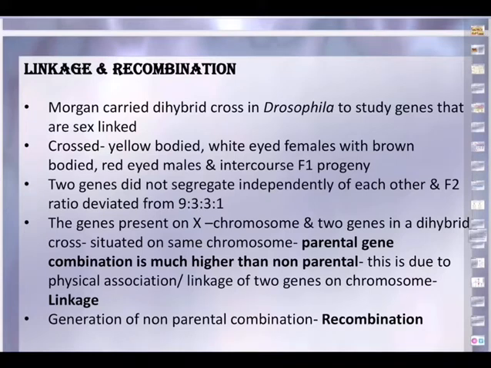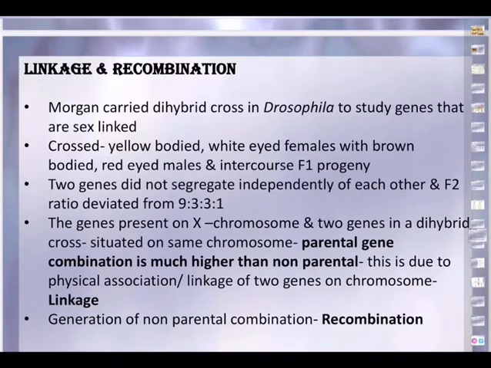What we said, law of independent assortment says that every gene, every chromosome will assort itself independently. But here we are seeing a deviation. The two genes did not segregate independently of each other, and the F2 ratio deviated from the original 9:3:3:1. We said that F2 will always be 9:3:3:1, but there is a deviation from this.